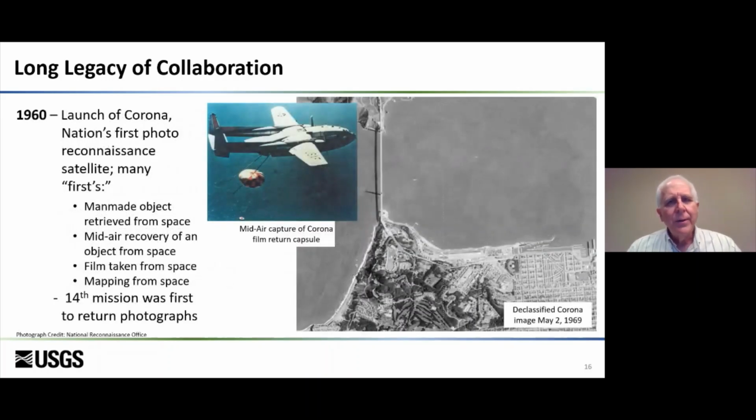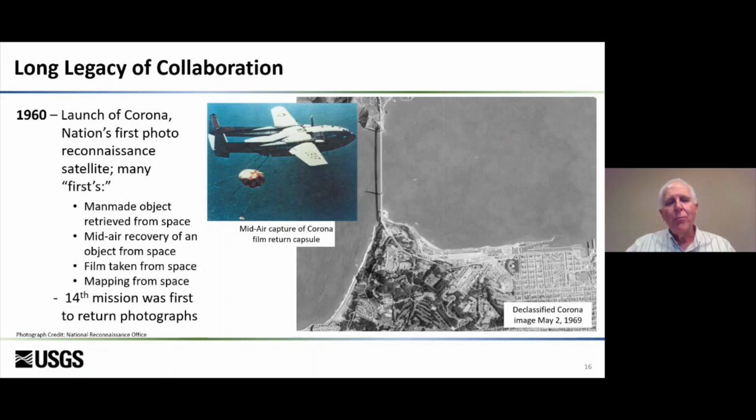Okay, so let's jump up to 1960, where the story of my office kind of begins. So 1960, August of 1960 was the launch of Corona, the nation's first photo reconnaissance satellite. This was an absolute technical challenge.